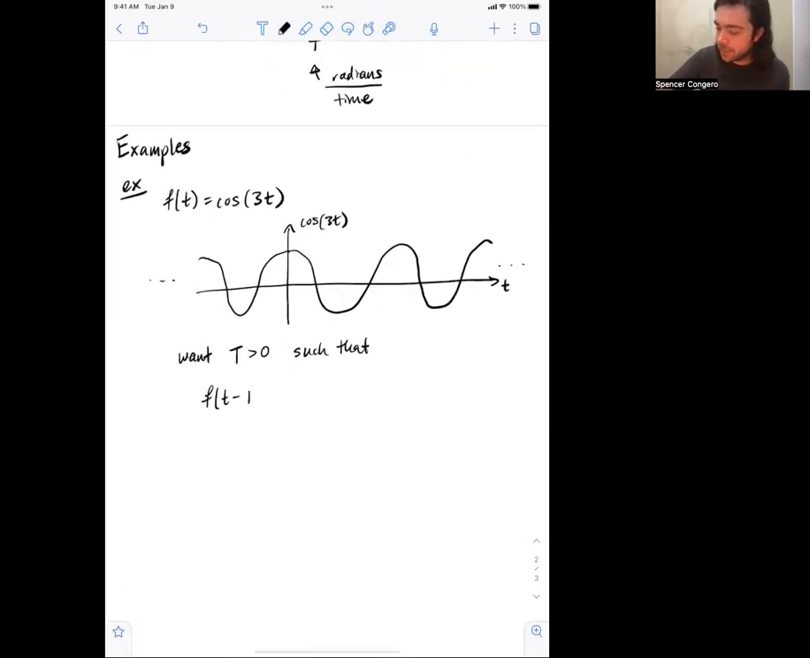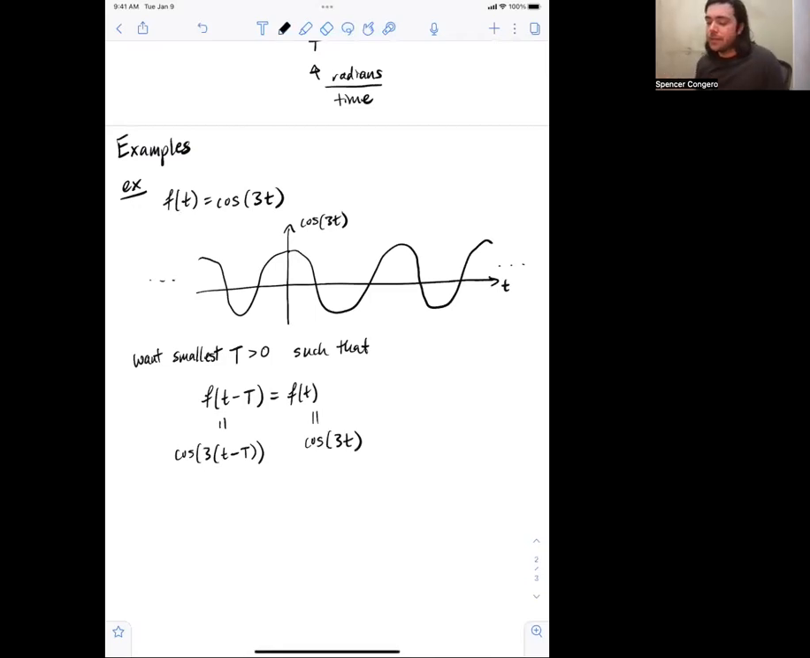And so f of t minus T, and I actually want the smallest. Right, that's what the period was, the smallest such number. I want the smallest T value such that f of t minus big T equals f of t. This side here, what happens when I plug in t minus big T? Well, I plug it in everywhere I see t, and I get cosine of 3 times (t minus big T). And over here, I have just cosine of 3t.